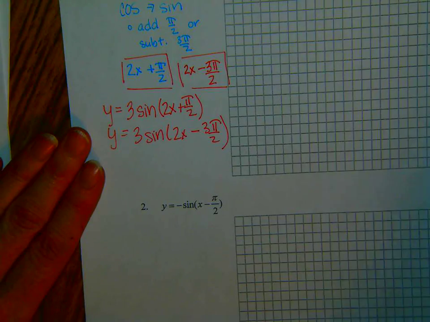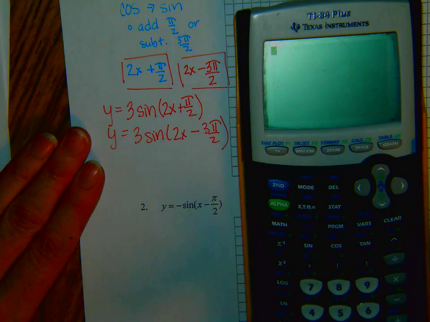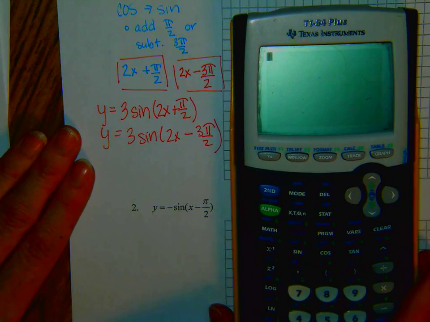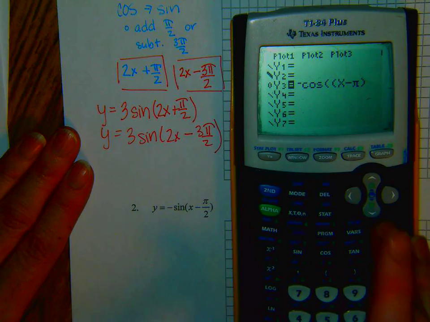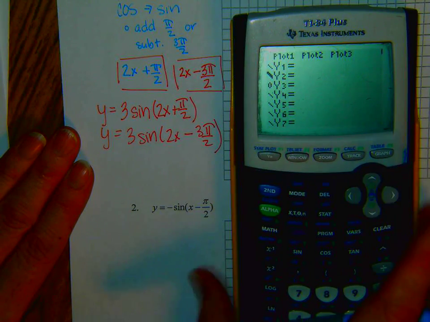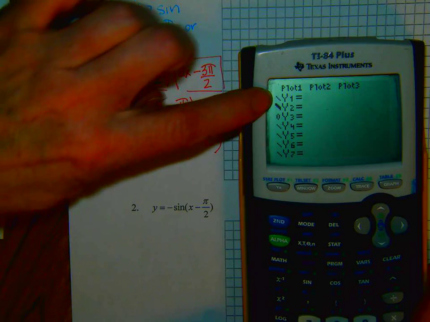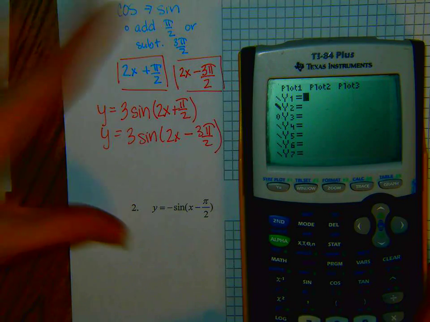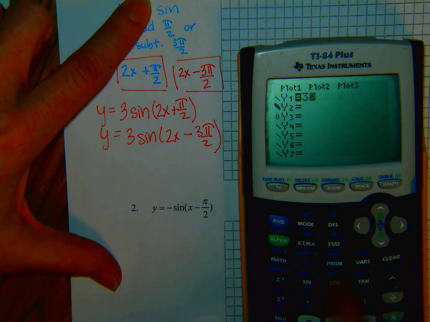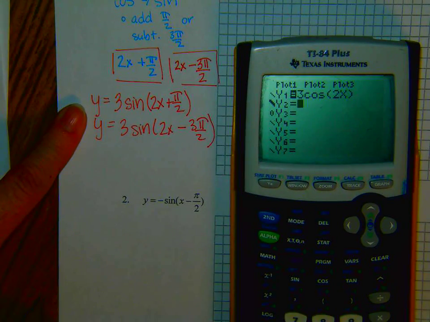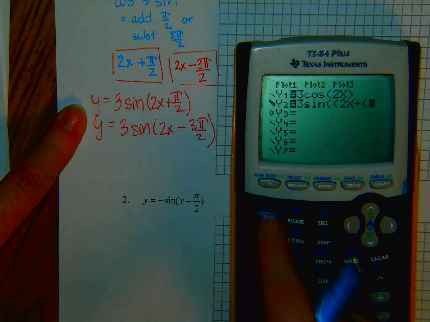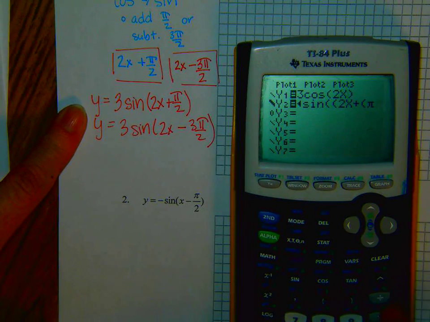Let's test it. All right, we got to test it. So we're going to pull out the calculator. The first thing we're going to do is clear this out. Clear, clear, clear. We're going to go up to y equals 1. We're going to graph with a regular line the first function, 3 cosine 2x. With a thick line, we're going to graph the second function. 3 sine parentheses 2x plus parentheses pi divided by 2.